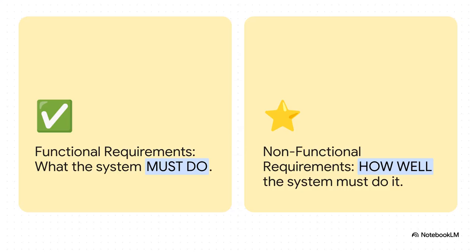So when we talk about defining what to test, we're really splitting it into 2 big buckets. On one side, you have functional requirements. These are the things the system absolutely positively must do. But just as important, on the other side are the non-functional requirements. These define how well the system needs to do all that stuff. Getting this distinction is totally key.